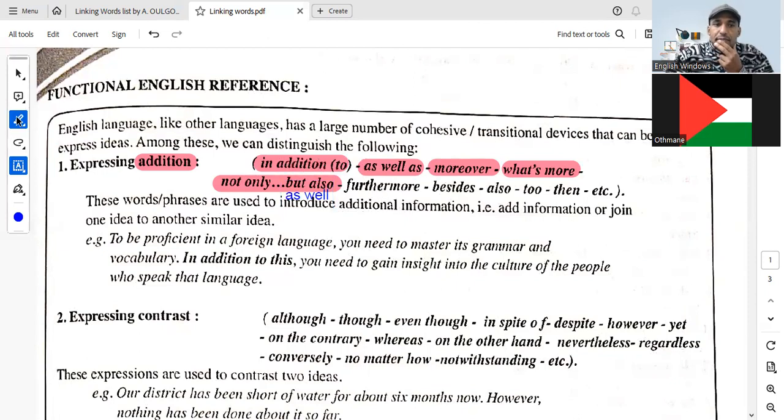We have here this word furthermore. And then we have besides. Also, sometimes we may use to, then, and then, etc.